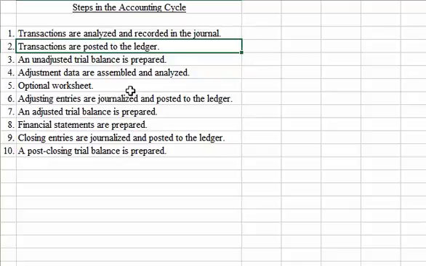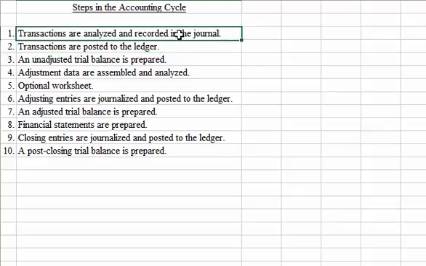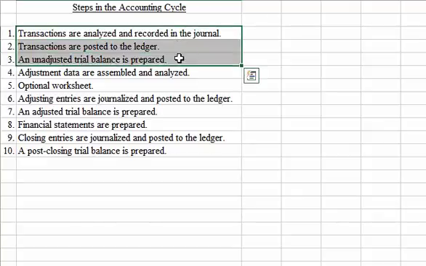Or maybe we will. We'll see as we go. But these first two steps would happen continuously throughout the year. And the Chapter 2 problem will end up covering steps 1 through 3.